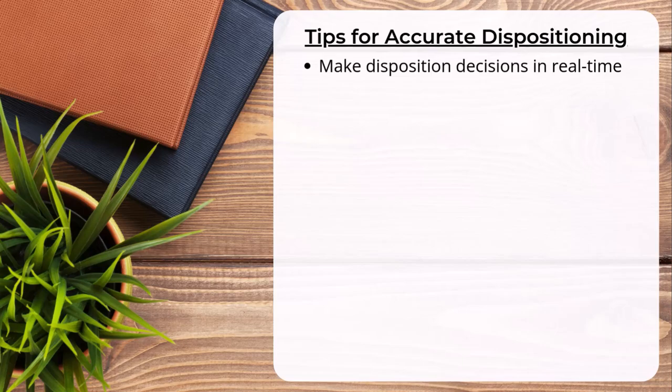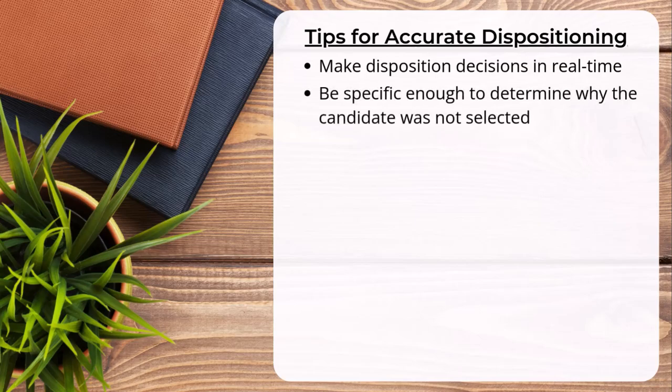Make disposition decisions in real time. Trying to go back at a later time and recall specific reasons for non-selection can lead to inaccurate information and a tendency to mass disposition candidates. Be specific enough to determine why the candidate was not selected. However, you should avoid having recruiters sort through and choose from a high volume of disposition choices, as this can be overwhelming when making a quick selection.